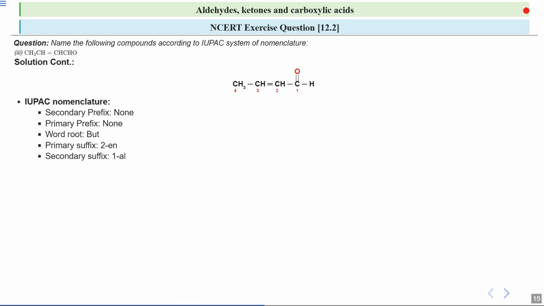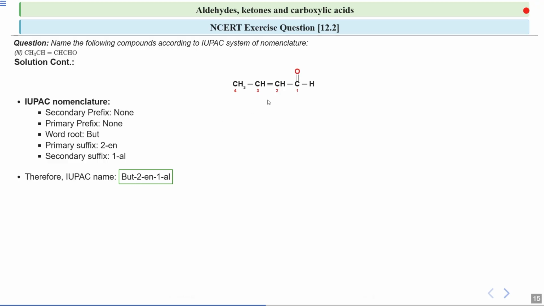Next, we have the secondary suffix, which indicates the main functional group. Since we have an aldehyde group at the first carbon, we will write the secondary suffix as 1-al. Now, when you put it all together, you will get but-2-en-1-al. So the E of butene is replaced by al, and this 1 represents the position of the aldehyde group.